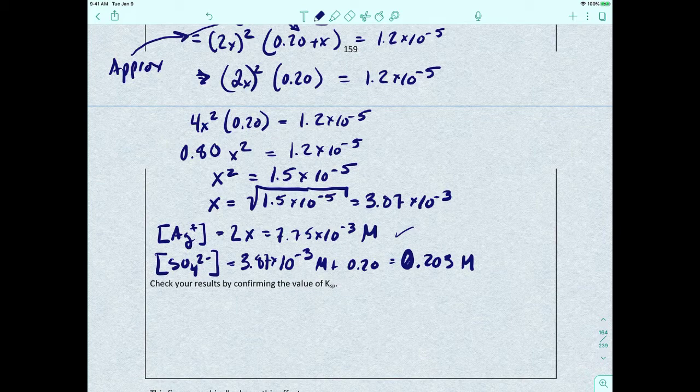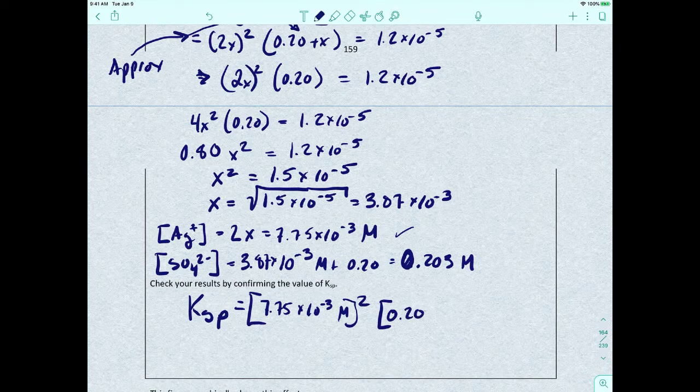Now we can double check our values by popping them into the KSP expression. If we multiply our concentrations together, the concentration of the silver ion was 7.75 times 10 to the minus third molar. If we square that and multiply it by the concentration of sulfate ion, which is 0.203 molar, it should come out to about 1.22 times 10 to the minus fifth, which is really close to what we had previously.